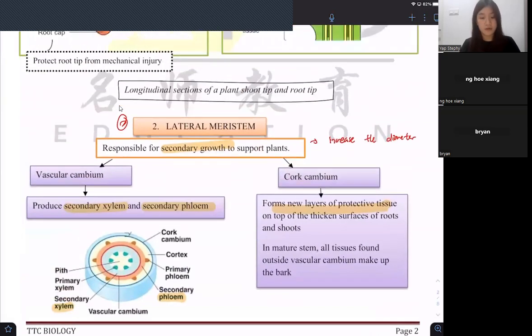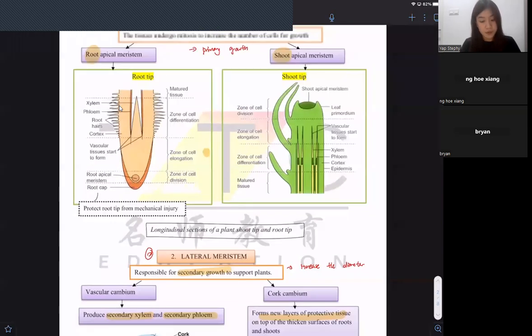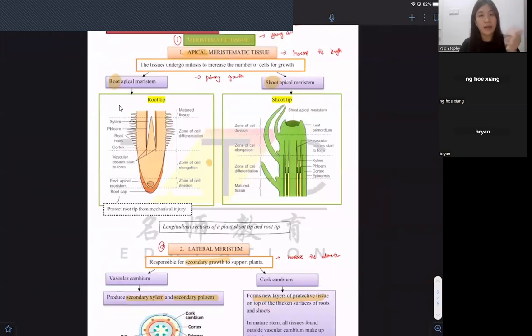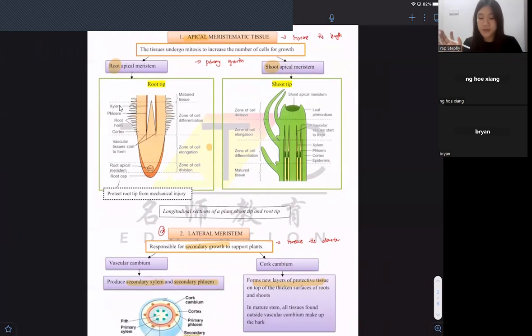So this is the first page for the meristematic tissue. Here, the most important thing is to know their name, their function, and also the location. For the apical, you can find it in the shoot tip and root tip, and this one helps to increase the length. And then the lateral, you can find in the vascular and the cork. This one is to increase the diameter. Okay, so for this part, it's very easy.